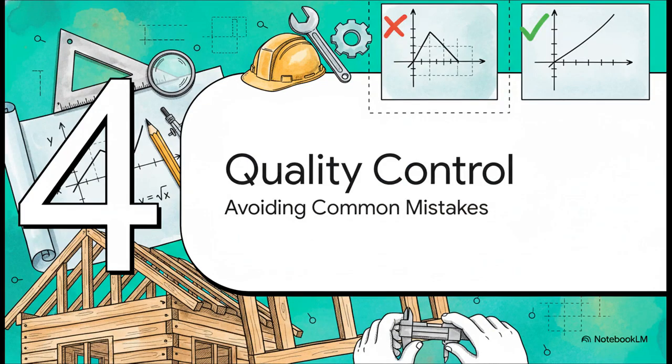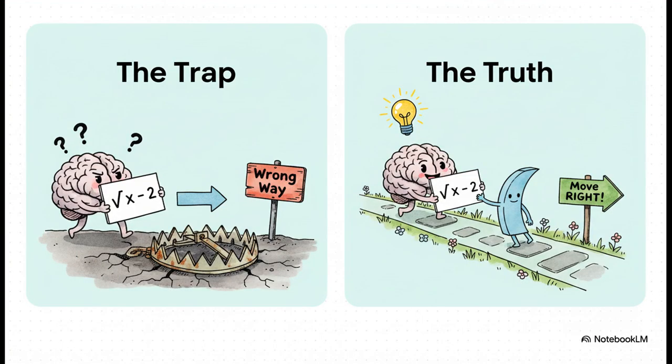All right, our construction skills are looking pretty sharp, but you know, every good builder does a quality control check. So let's look at the 2 most common mistakes people make so that you can avoid them completely. This right here, this is the #1 trap, the horizontal shift sign. I'm telling you, your eyes see x minus 2 inside that square root, and every single instinct you have is going to scream, move left. You have to fight that instinct.